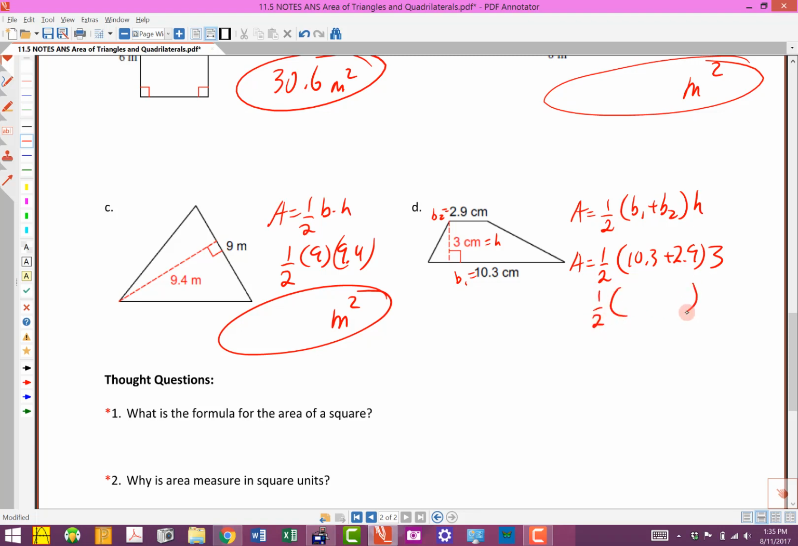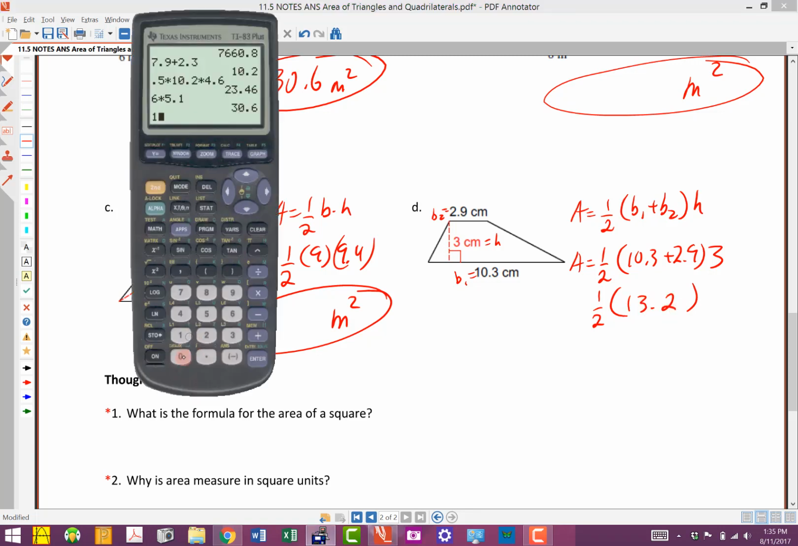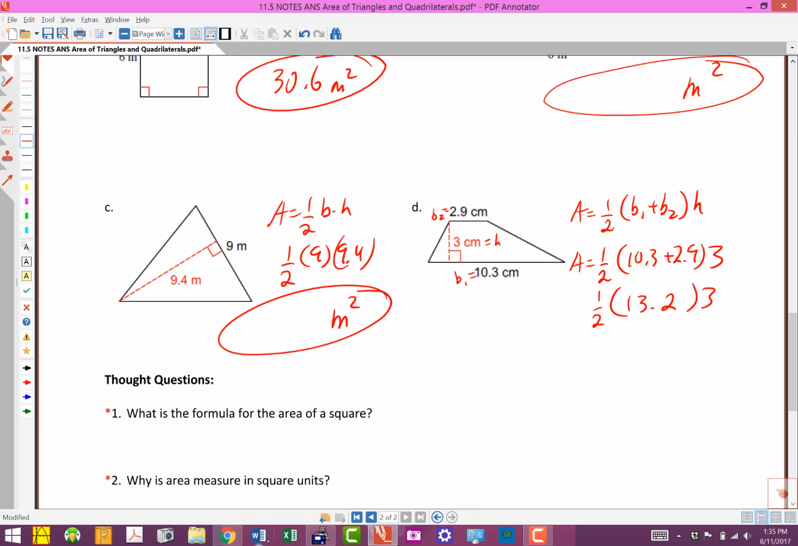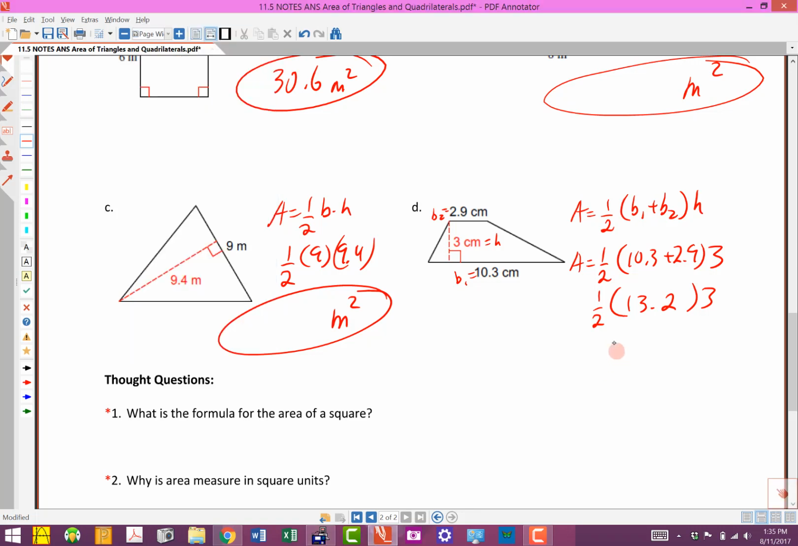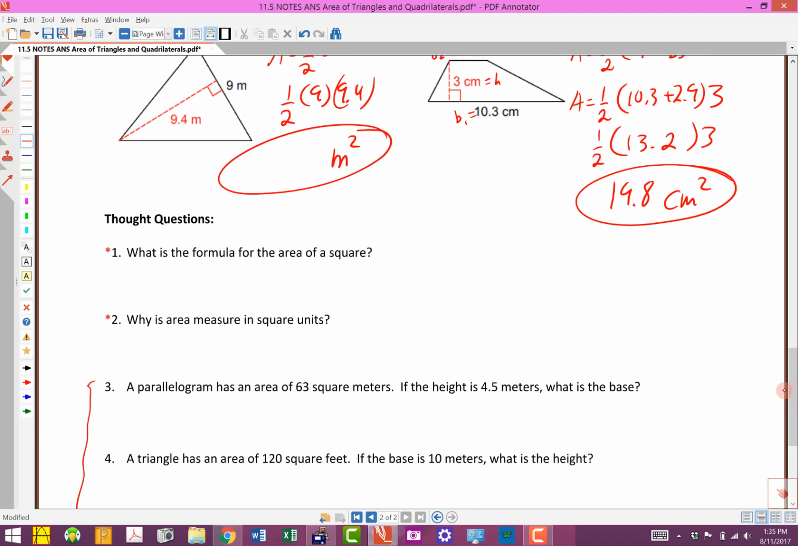So this is going to be 1/2. Let's see. We get, is that 13.2? Let's just double check and make sure. 10.3 plus 2.9, 13.2 times 3, and if we throw that all in the calculator, I'm going to do 0.5 times 13.2, again to see the importance of typing things in the right way, and then times 3. Make sure I've got that all in there. There's our 1/2, multiply them all together, 19.8. So 19.8 is the answer, no rounding or anything like that, because we're definitely within the nearest hundredth, and centimeters. So this is going to be centimeters squared, because we're talking square units there. Okay, what is the formula for the area of a square?